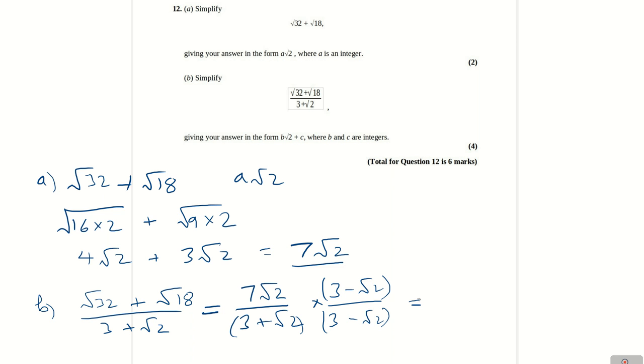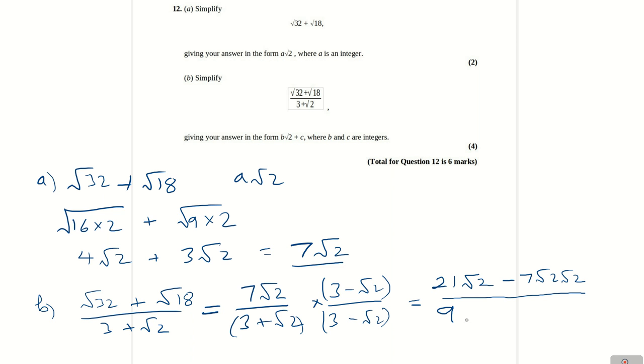Okay, now 7, remember it doesn't matter what order you times things in, so 7 root 2 times 3 is the same as 7 times 3 times root 2, which is 21 root 2. Minus, and then we've got 7 root 2 times root 2. Now obviously root 2 times root 2 is just going to go to 2. And on the bottom we've got 3 times 3, which is 9.